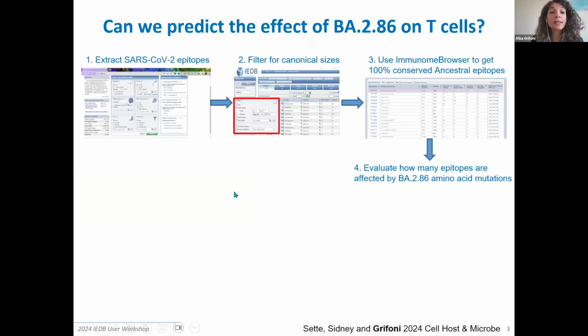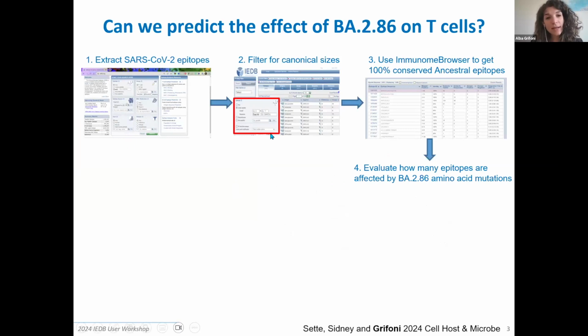And so to answer this question, we leveraged information available in the IEDB. So we extracted SARS-CoV-2 epitopes using one of the queries that Randy has shown you before. Additionally, we applied a filter for canonical size, and that was because we were interested really in focusing on epitopes for which we knew there were restrictions, and I'm going to show you in the next slide why.